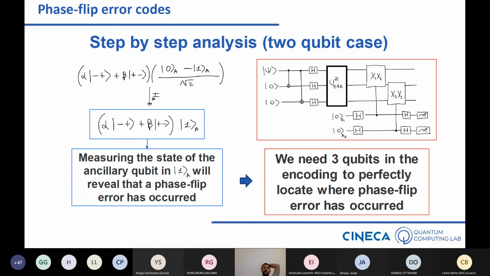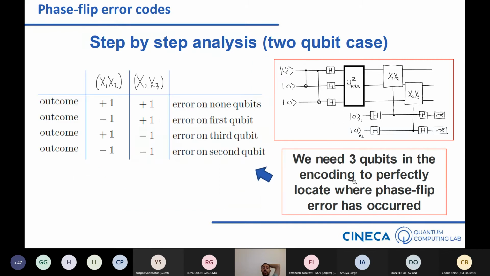But again, like we have seen before, you need 3 qubits. So you need an encoding into 3 qubits plus 2 ancillary qubits to perfectly locate where the phase flip error has occurred. So as we've seen before, depending on the outcome of ancilla 1 and ancilla 2, you know if the error was in qubit 1, qubit 2, qubit 3, or there was no error.